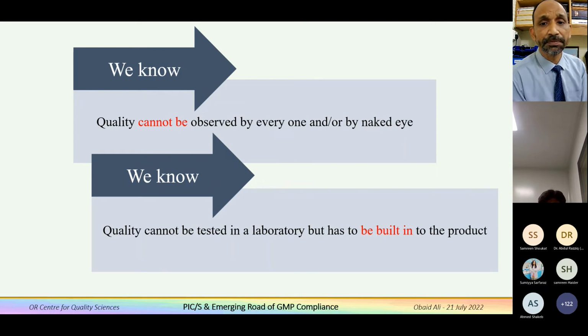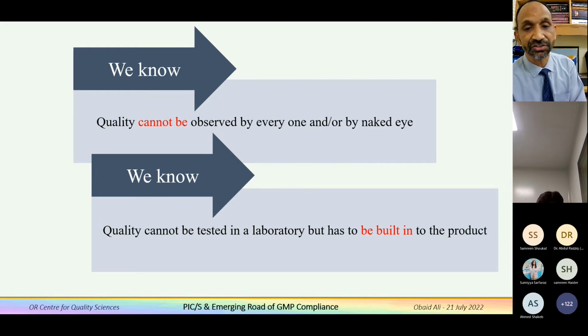We know CAR-T cannot be observed by everyone or by the naked eye. It is universally correct and true. CAR-T cannot be tested in the laboratory, but has to be built into the product. It is very sensitive. We have multiple attributes of each material, and every attribute has some significant value on the promise of your drug. Whatever drug you are manufacturing, every dose has to deliver the promise which is guaranteed, which is supported by the clinical studies of the innovator.